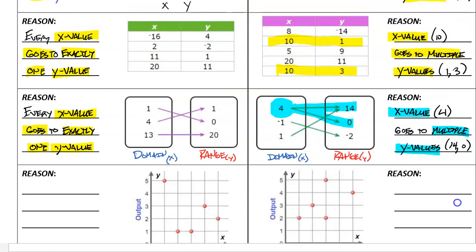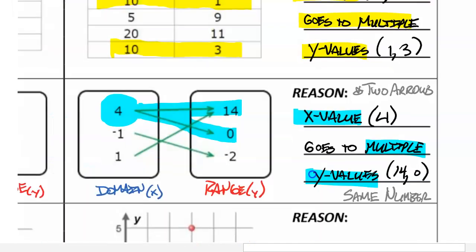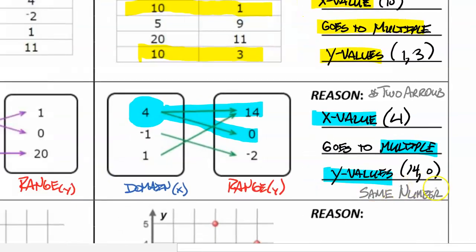Okay? It shows up as repeated x's in ordered pairs, repeated x values in a table, but here we see that we have 2 arrows. As you can see, 2 arrows coming out of the same number in our mapping diagram. Another visual cue as to what's going on. One x value goes to multiple y's.